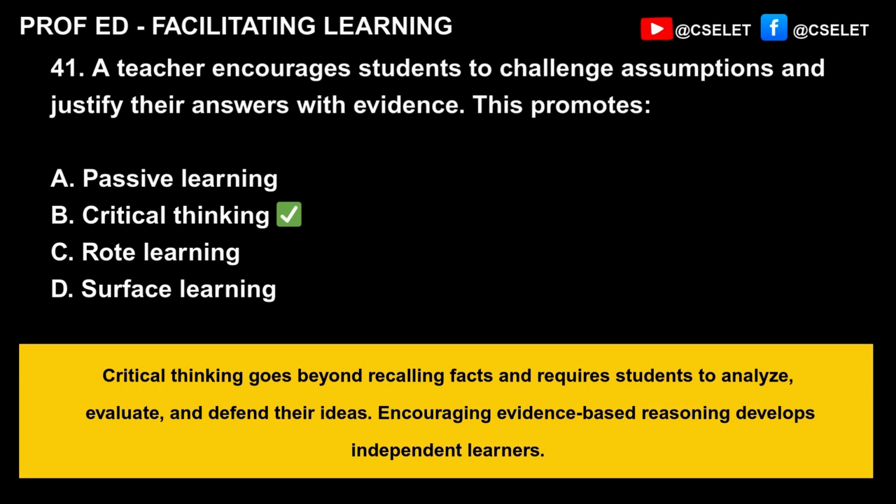The correct answer is letter B. Critical thinking goes beyond recalling facts and requires students to analyze, evaluate, and defend their ideas. Encouraging evidence-based reasoning develops independent learners.